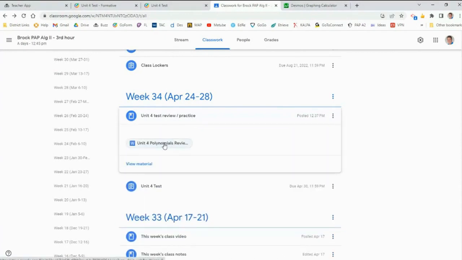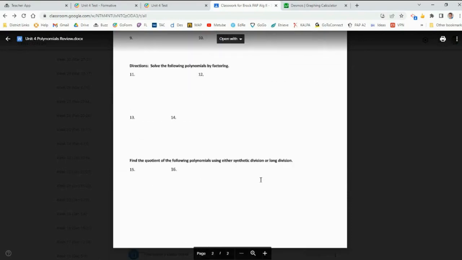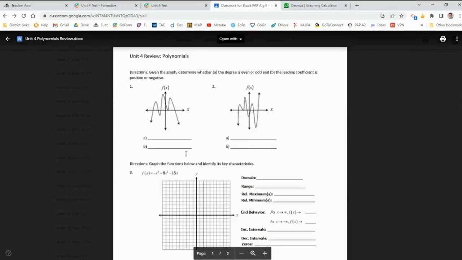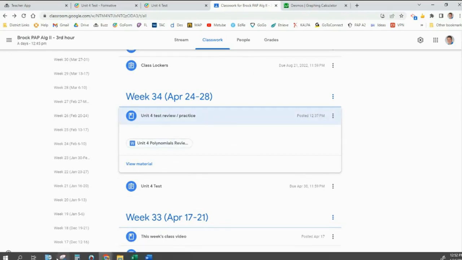So I have this document right here. When you click on that, it will pull up that document for you. This is what we're going to go through in class to put the answers to this review. But this is the type of questions you will see on the test. So if you can do the review, you can do the test. If you can do the review without any help, then you're in great shape. So let's pull it up here and see what we're doing.